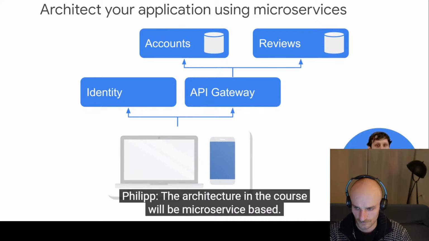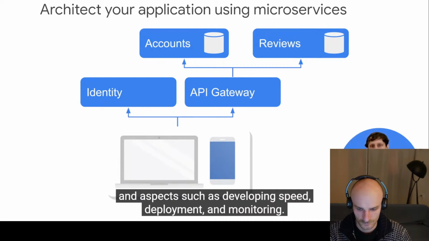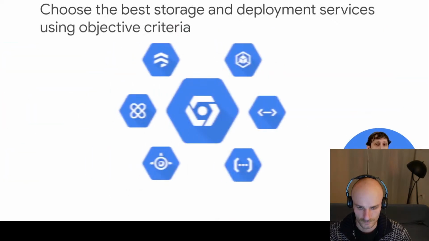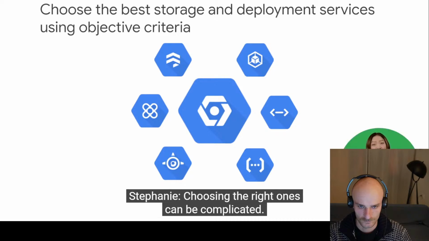The architecture in the course will be microservice-based. This has a significant effect on the agility of the application in aspects such as development speed, deployment, and monitoring. We will consider the advantages and disadvantages of this architectural style. We'll also help you choose the best storage and deployment services using objective criteria. Choosing the right ones can be complicated.